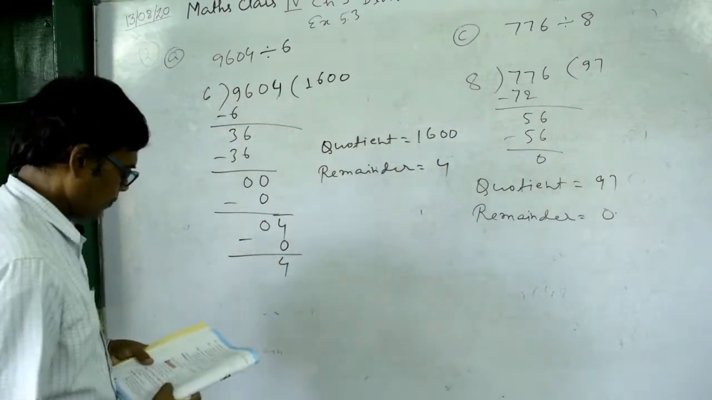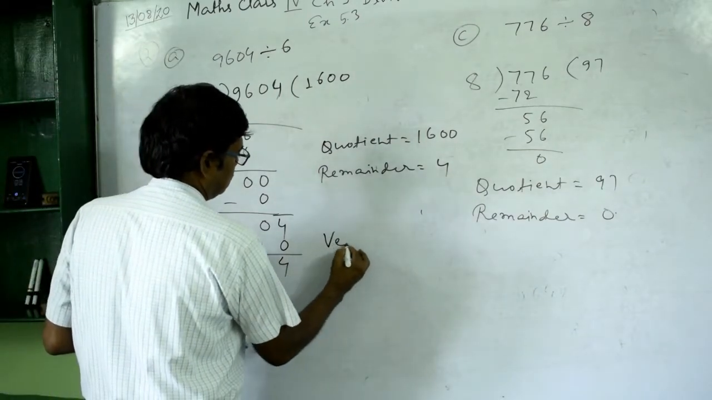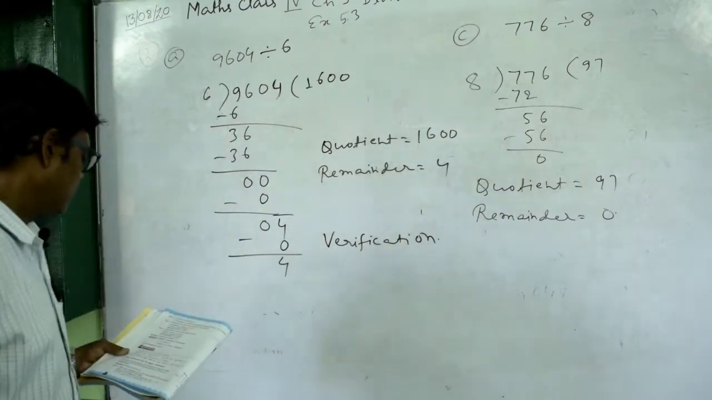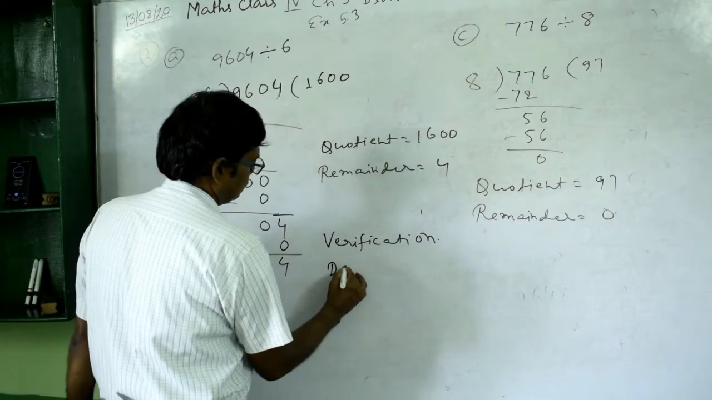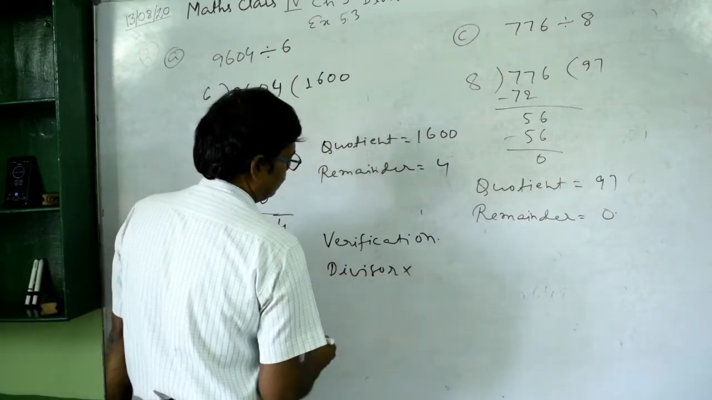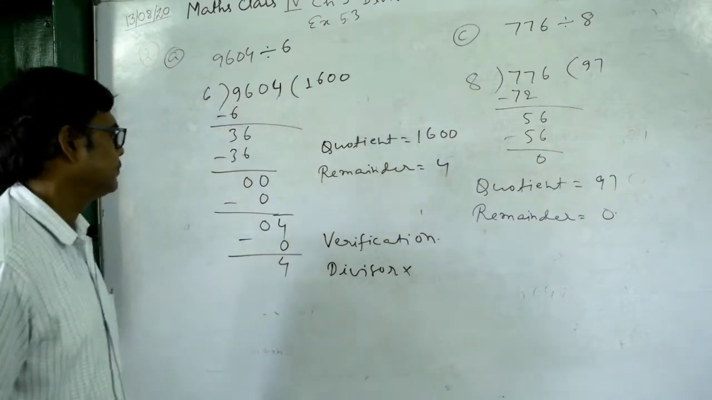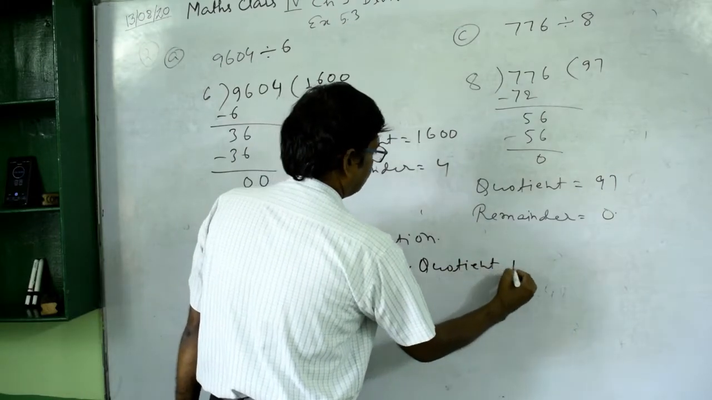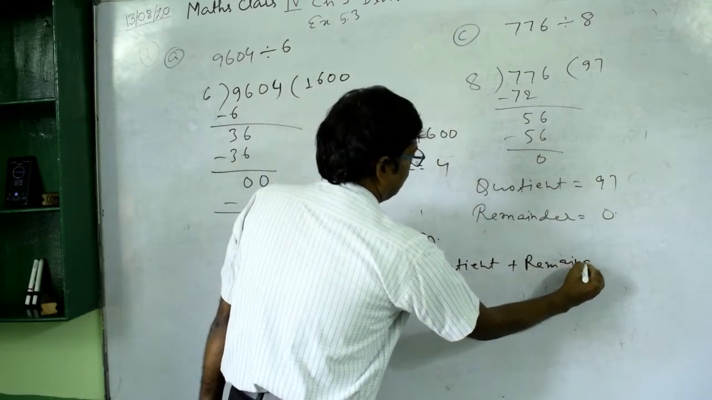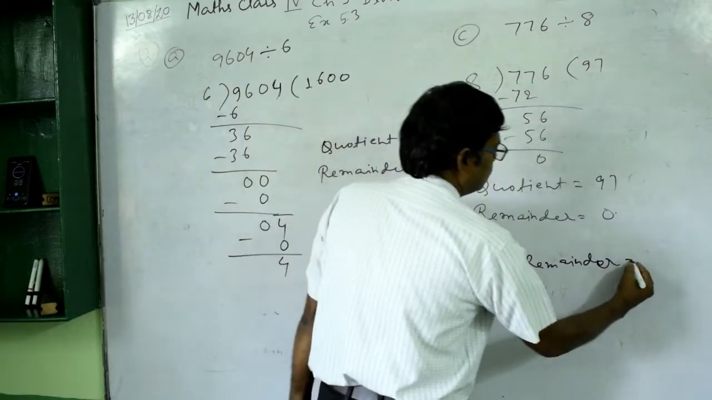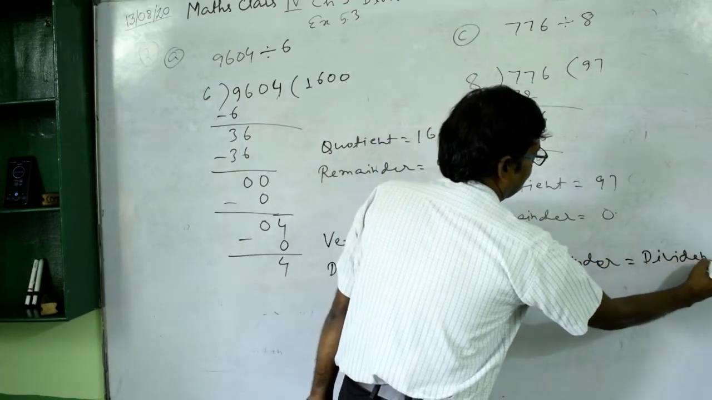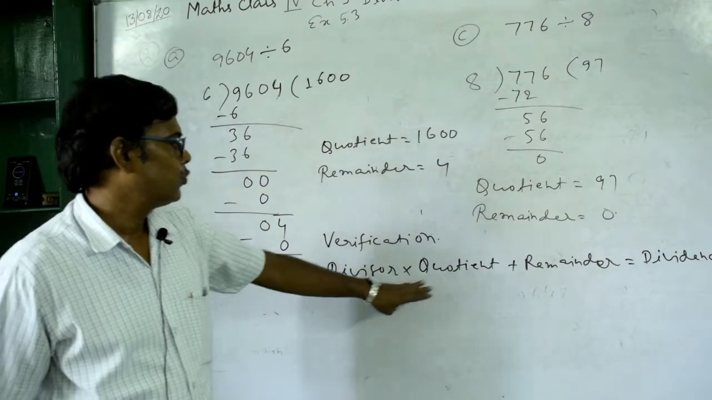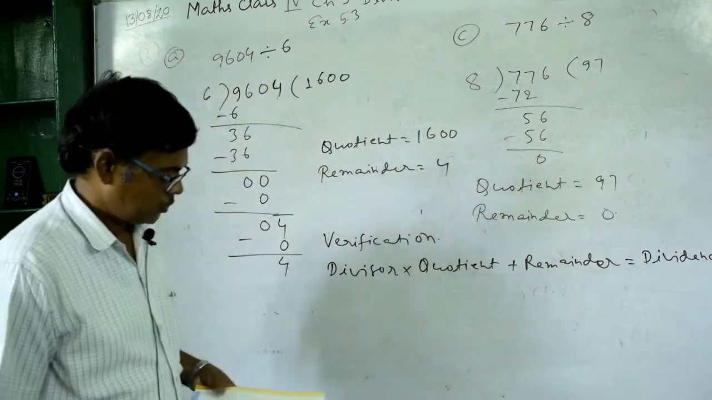Okay, verification. So here for verification you will write, there is a formula here: divisor into quotient, okay, plus remainder equal to dividend. This is the formula and this is the division algorithm. So divisor into quotient plus remainder equal to dividend. So then put the values here.